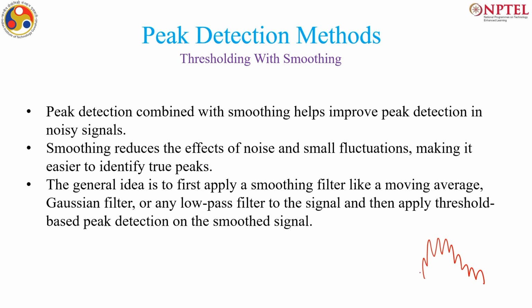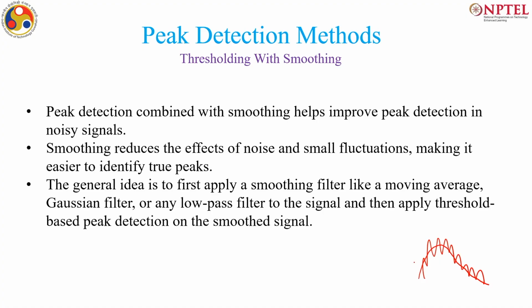So, if I smooth this signal like this, you end up with only one peak, which is the desired peak. Again, as I said, smoothing techniques we will discuss later, but from the English word you understand that smoothing is something which is removing this abrupt fluctuation.